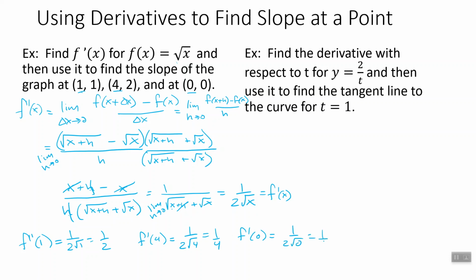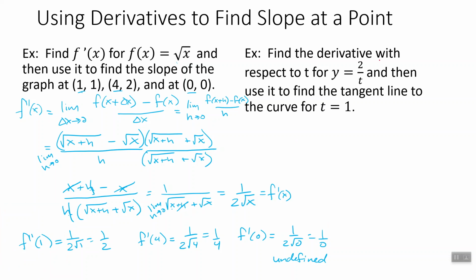If we want f prime of 0, we get 1 over 2 times the square root of 0, 1 over 0, which is undefined. So our derivative does not exist there. All right, that just lets you know the derivative does not always exist. We'll see later on where it doesn't exist and where it does exist, but it doesn't exist there.